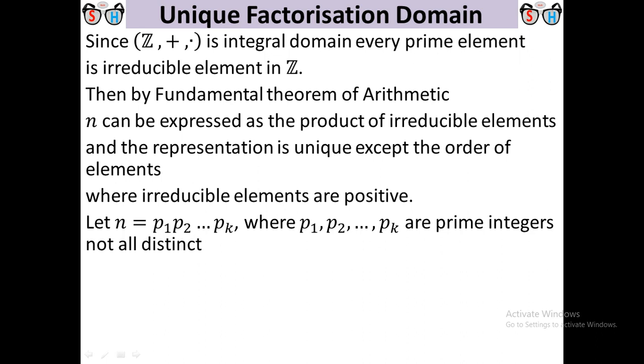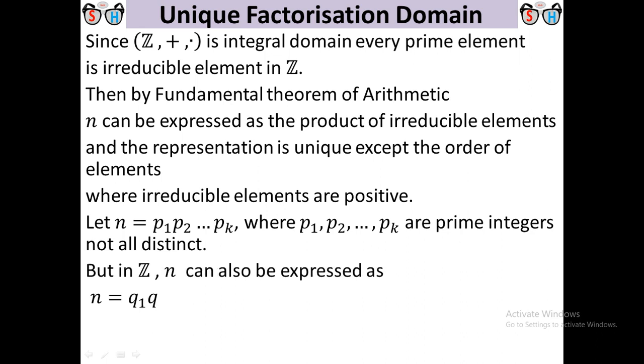For example, suppose we consider 12. 12 means 2 times 2 times 3. You can also write it in the form minus 2 times 2 times minus 3. That is, in Z, n can also be expressed as n equal to q1, q2, ..., qk, where qi equals plus or minus pi. That means here actually all the elements are positive, but here there is a mixture of positive and negative.